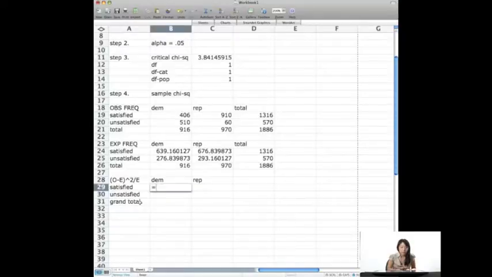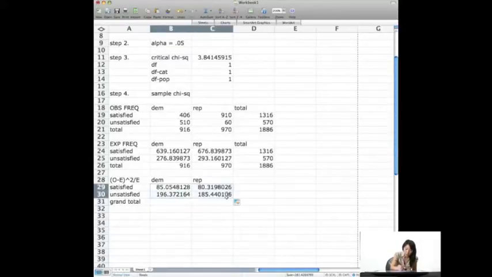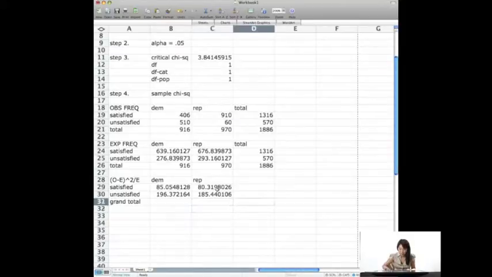Okay, so let's find the observed frequency minus the expected frequency, squared, divided by expected frequency. And I could just copy and paste that here because Excel will just move everything down. Then I can take this, move it over here, because Excel will move everything over to the right. Ta-da!